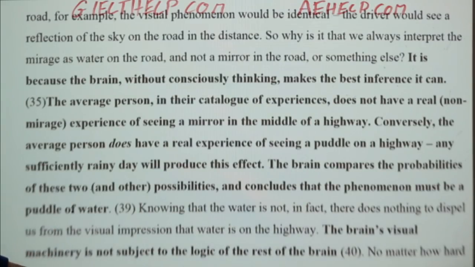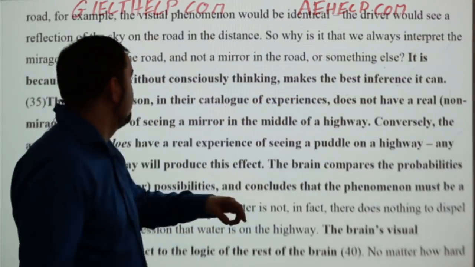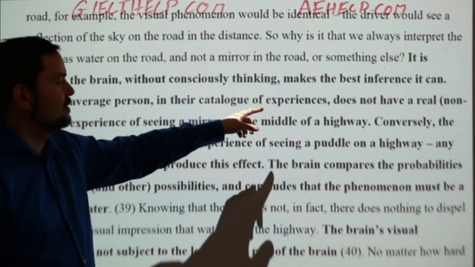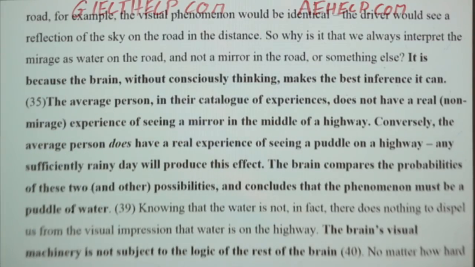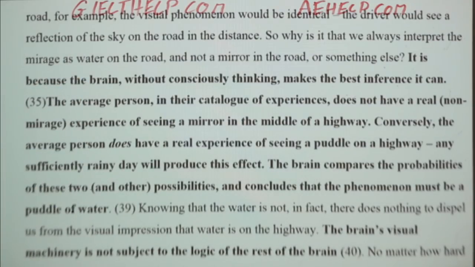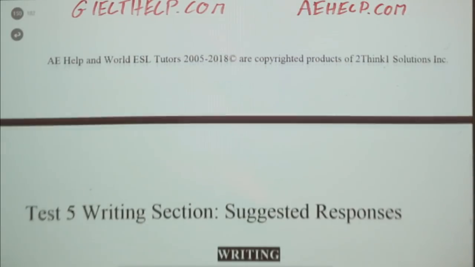35, I believe. It is because the brain without consciously thinking makes the best inference it can. The average person in their catalog of experiences does not have a real mirage. So that's where the answer is coming from. That's where I should look for those ones. And for number 40, it should be coming from the end.